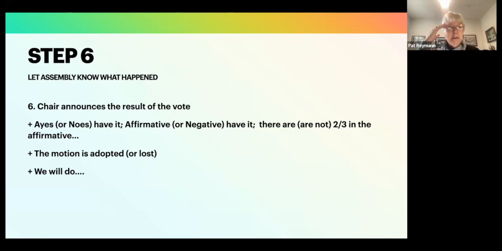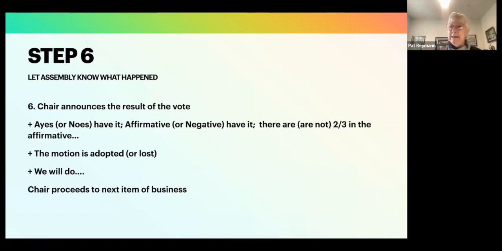If you're purchasing something, then we will purchase, or the secretary will purchase, or the secretary will mail something out, or a committee will do this, whatever. The chair just announces what happens. Let the assembly know what happened. And then the chair proceeds to the next item of business.